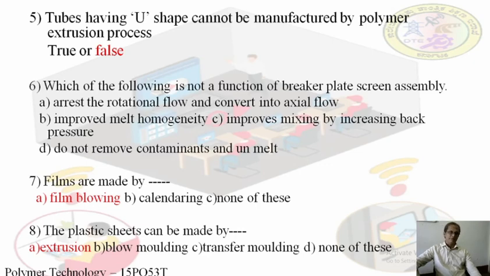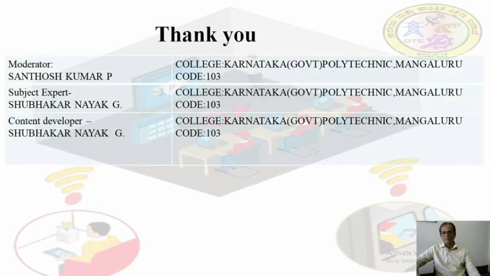Question number 7. Films are made by dash. A, film blowing, B, calendaring, C, none of these. Answer is film blowing. Question number 8. The basic sheet can be made by dash. Extrusion, blow molding, transfer molding, none of these. The plastic sheets can be made by extrusion. Correct answer. Thank you.